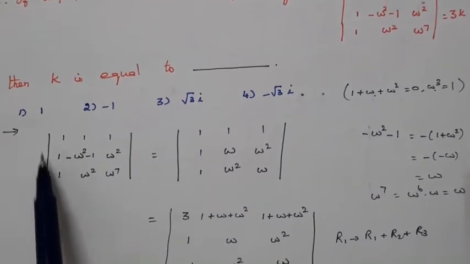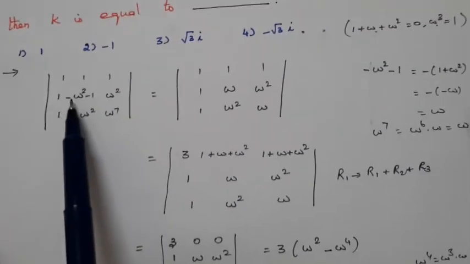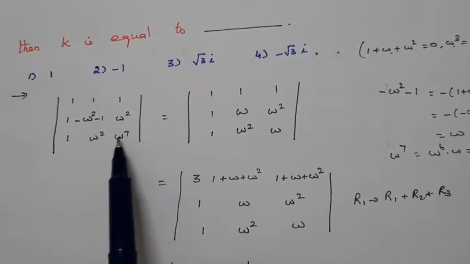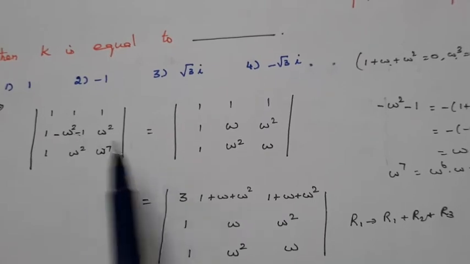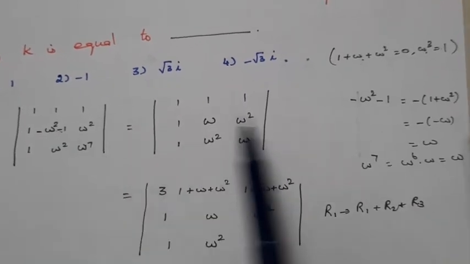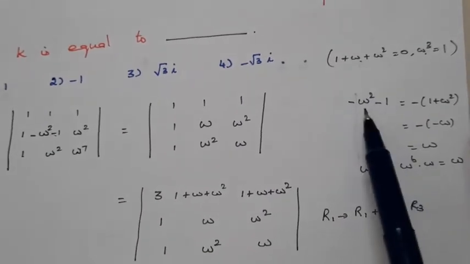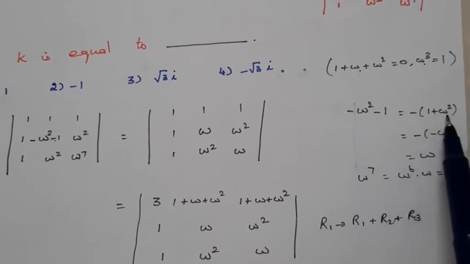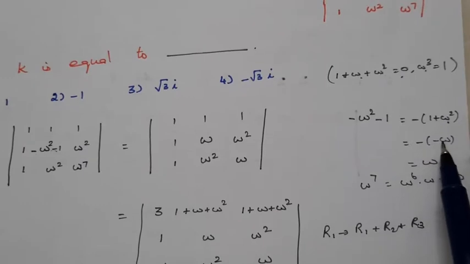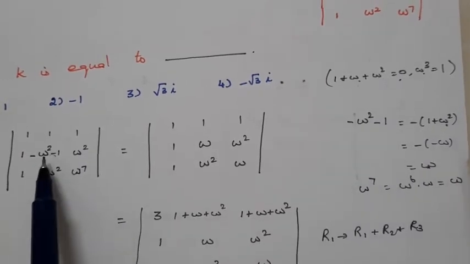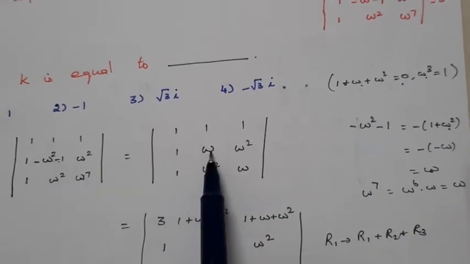In the given determinant, we have 1, minus omega squared minus 1, and omega power 7, which is greater than omega power 3. So let us replace these two values. Minus omega squared minus 1: if we take minus outside, it will be 1 plus omega squared, and 1 plus omega squared is nothing but minus omega. So minus of minus omega is omega. So in this determinant, this value is replaced by omega.